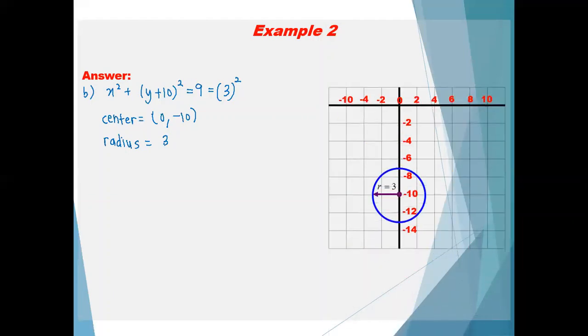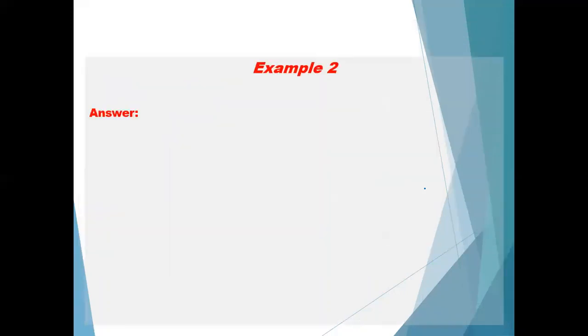So how does the graph look like? This is how the graph looks like. The center is at (0, negative 10), around here, and the radius is 3. So negative 10, the radius should reach negative 7 here. You can see in the middle of 2 and 4, so of course 3. Okay, so let's see C.